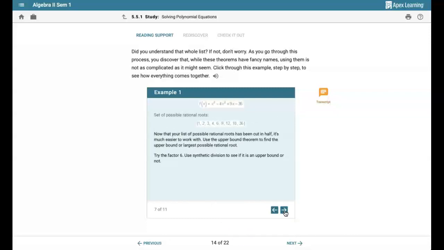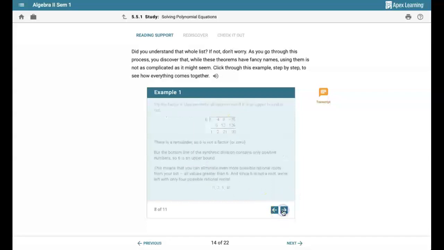We can either try to find an upper bound or a lower bound, or you can try to look somewhere in the middle. That's the technique that I go with: go right in the middle and try to cut them in half. So testing 6 here, we use synthetic division, and we end up with all positive values and a remainder. So it's not a factor.